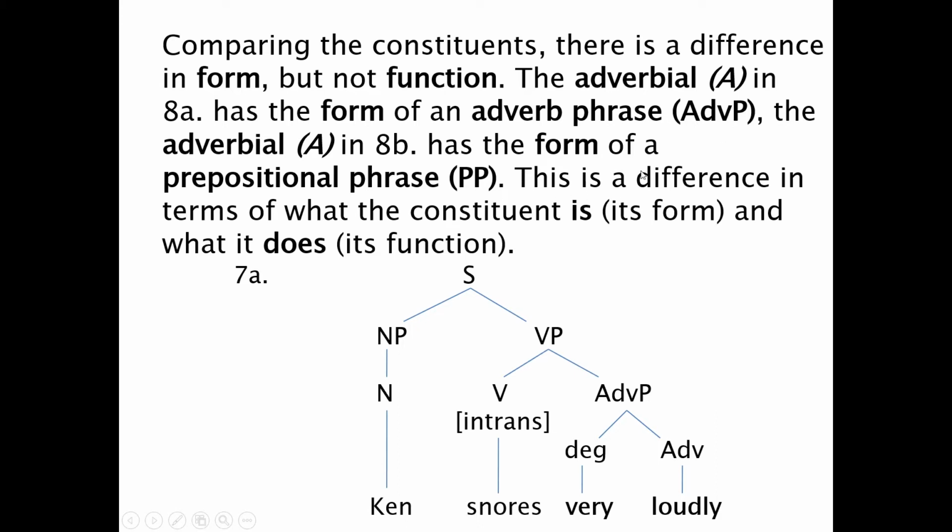So this is a difference in terms of what the constituent is, its form, and what it does, its function. If you look at this diagram, we have sentence, and then you have noun phrase and verb phrase. These are two key factors that we have to take into consideration. Noun phrase, we have noun, that is Ken, and we have the verb phrase, we have the verb that is intransitive, snores, and then we have the adverb phrase, very loudly, that is a degree. We call this adverb of degree because it shows the degree or intensity of loudly, okay.